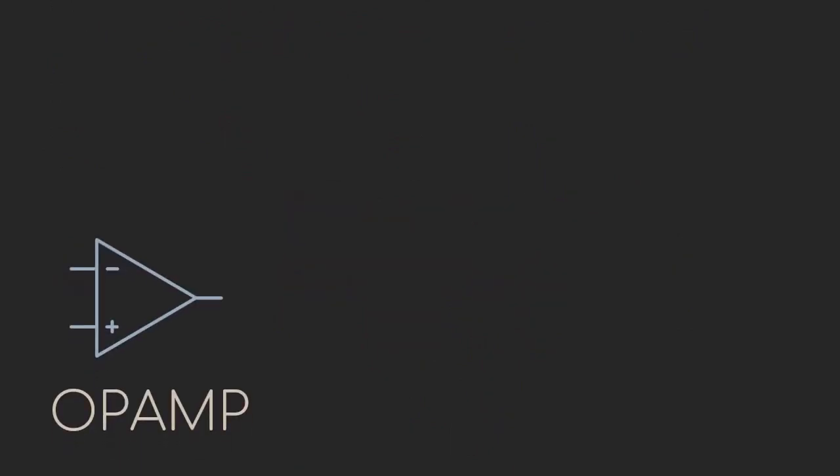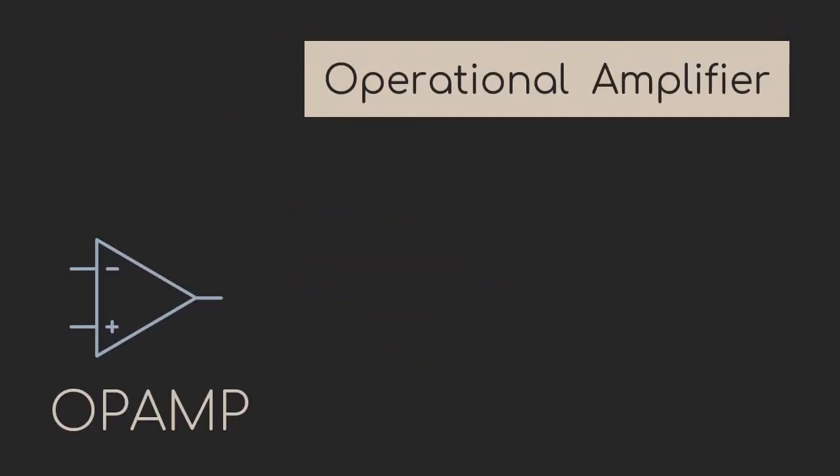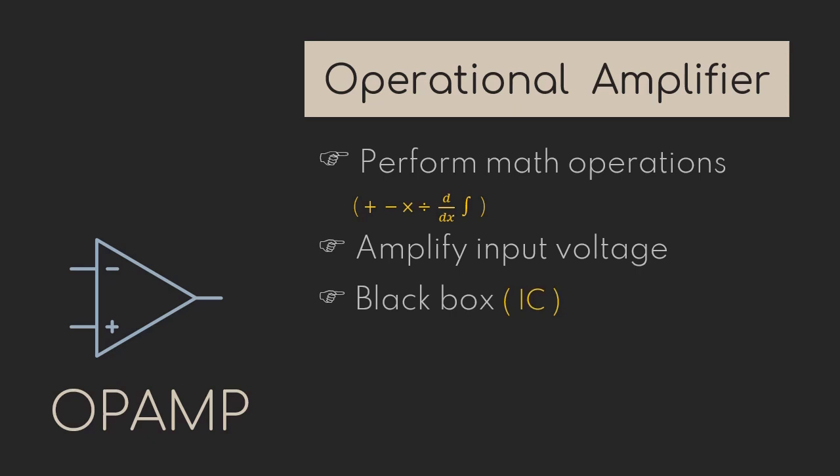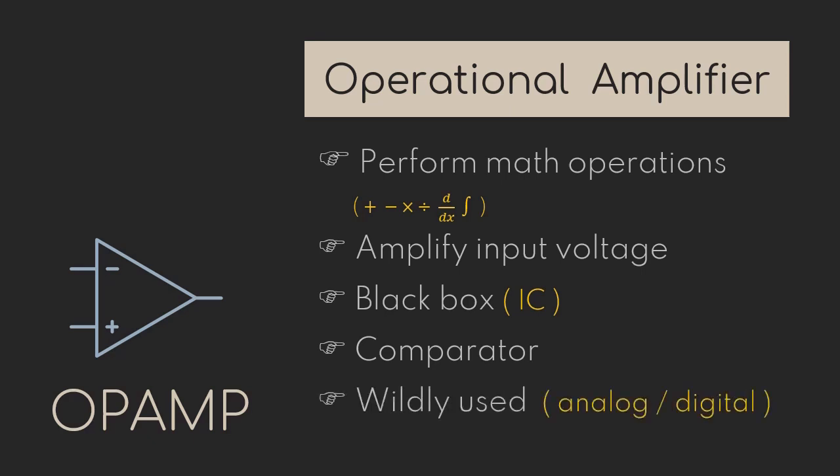So, what can we do with an operational amplifier? It is really useful when it comes to basic math operations. It has two inputs, one positive and the other negative. Just like its name, it amplifies the input voltage. We can imagine the triangle is a black box, since there are quite a lot of ICs in this little triangle. The two inputs make it a great comparator, and a comparator is widely used when we need to convert an analog signal into a digital signal.